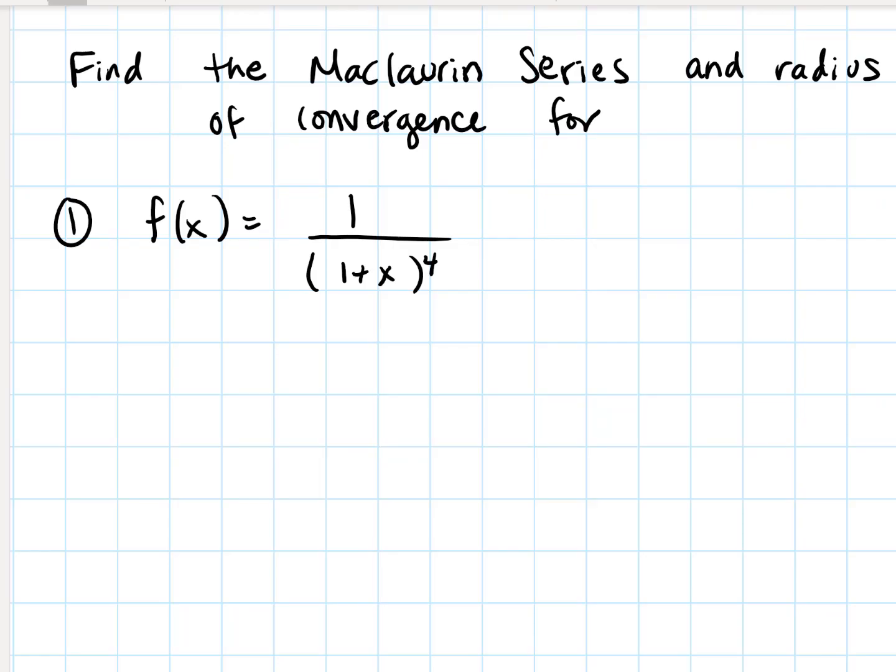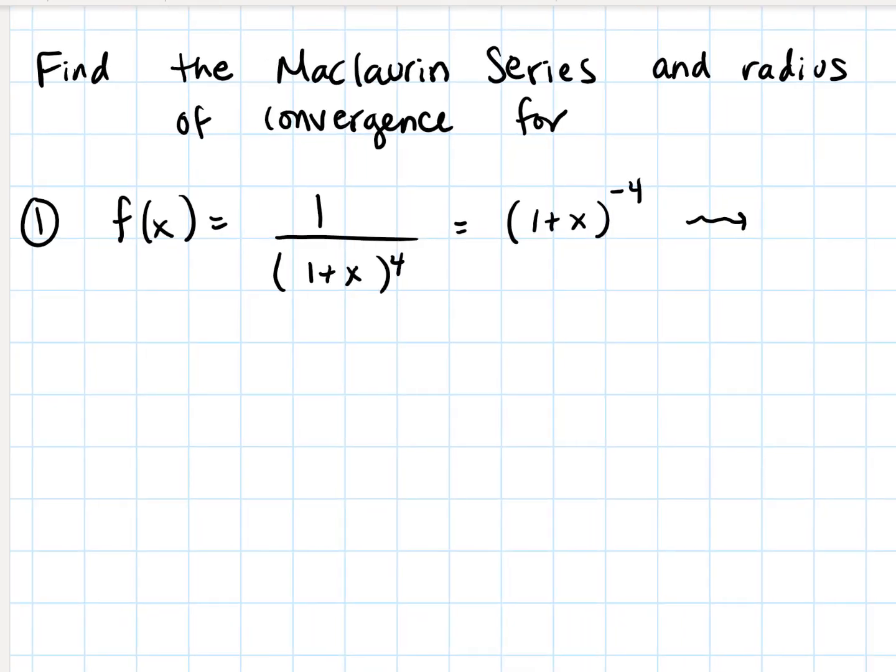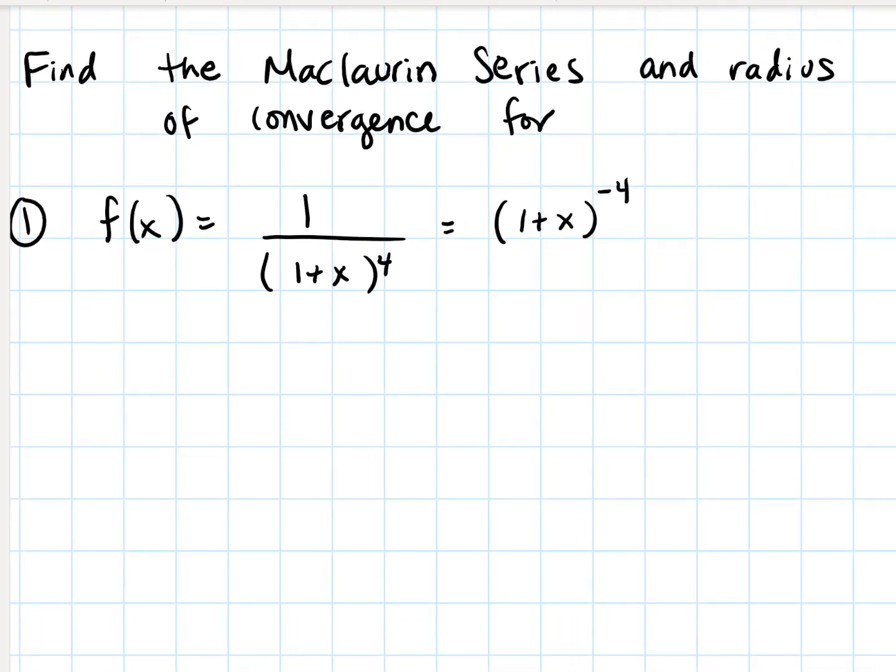So let's do this. Find the Maclaurin series and the radius of convergence for the function f of x equals 1 over 1 plus x to the 4th. So we can see right here that this could be written as 1 plus x to the negative 4th, and the thought bubble here is let's use our binomial series. So we're going to use our binomial series that says 1 plus x to the k, series k choose n times x to the n from n equals 0 to infinity.